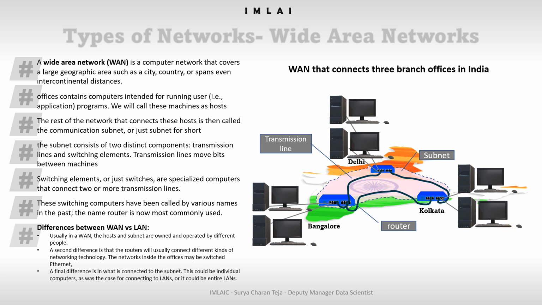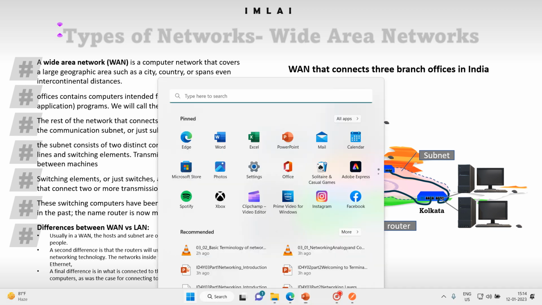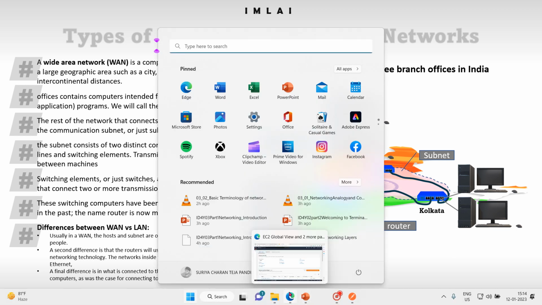And a final difference is in what is connected to the subnet. This could be individual computers, as in the case of connecting to LANs, or it could be entire LANs. This is how larger networks are built from smaller ones. As far as the subnet is concerned, it does the same job. So I would like to demonstrate a similar kind of subnet.